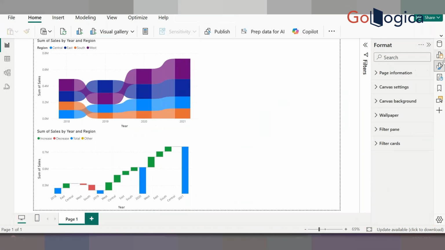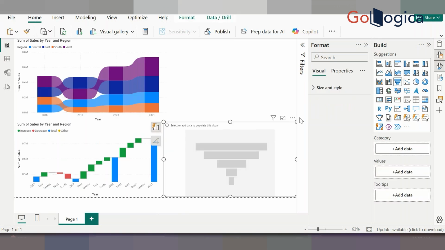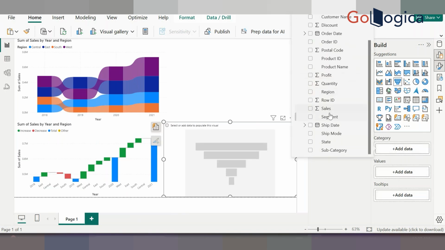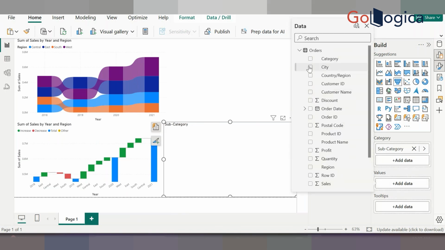The next thing we'll see is the funnel chart. It shows the shape of a funnel, and in this funnel you have a category and the values. Values are going to be measurable. Categories are going to be your dimension kind of things. I just take the sales here.